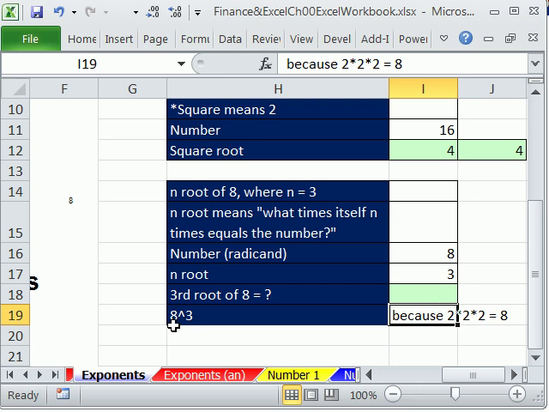It means the what times itself 3 times equals 8. Well, 2 times 2 times 2 is 8. So the answer should be 2. But how do you do a formula for this?